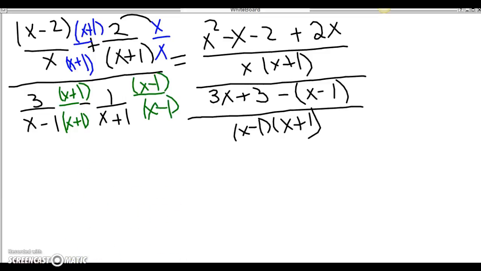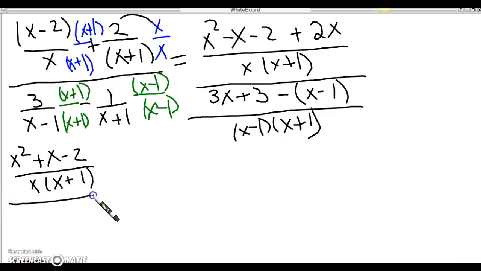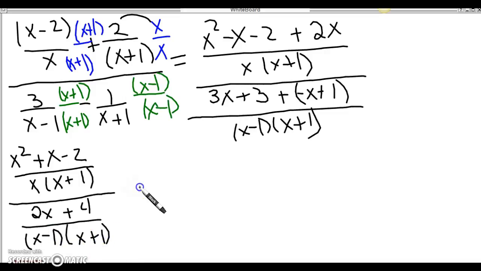And so I get x squared plus x minus 2 over x times x plus 1 all over, if I multiply this through, this is minus and that's plus. So I get 3x minus x, which is 2x. 3 plus 1 is 4 all over x minus 1 and x plus 1. So now I'm going to keep, change, and flip. So I'm going to keep the first term, which is x squared.